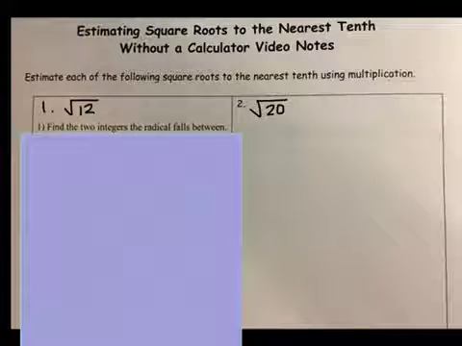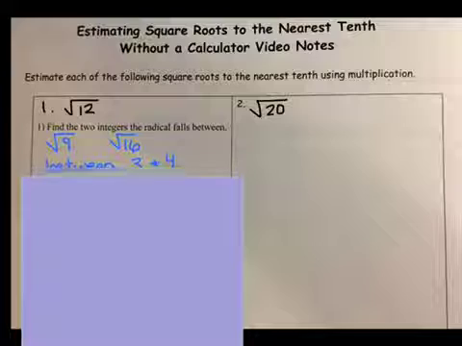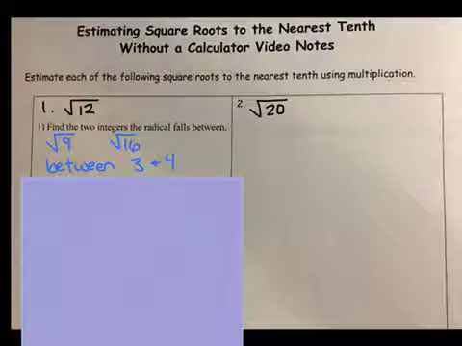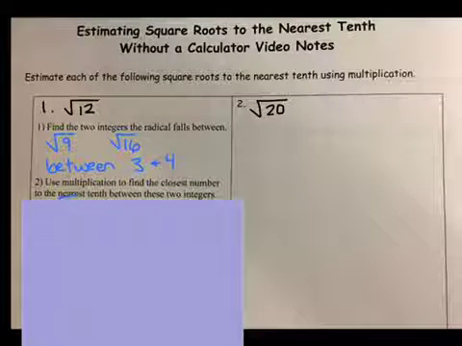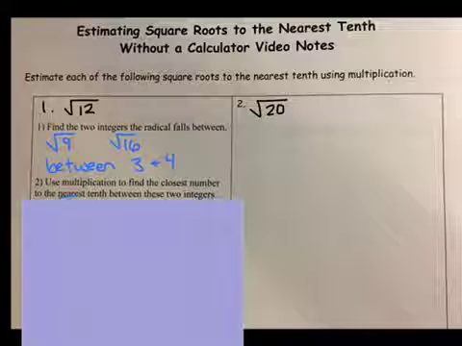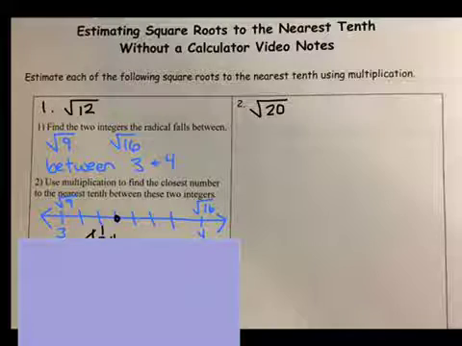We've already done this. And I noticed they're between the square root of 9 and the square root of 16, those perfect squares. So I know it's between the integers 3 and 4. The next thing we're going to do is use multiplication to find the closest number to the nearest tenth between these two integers. So what I did is I made a number line.